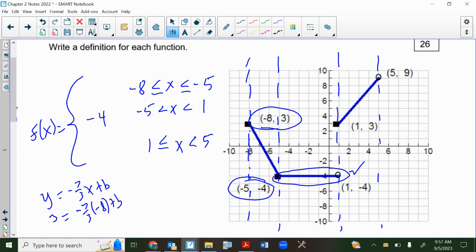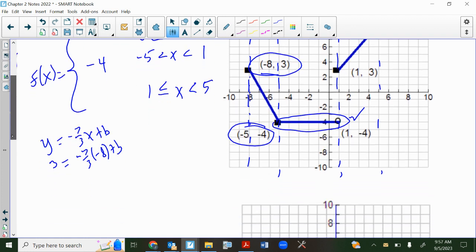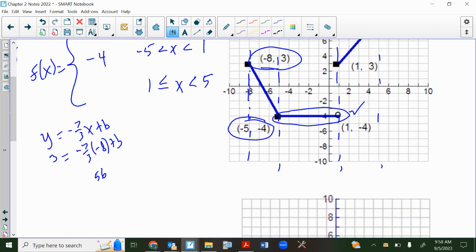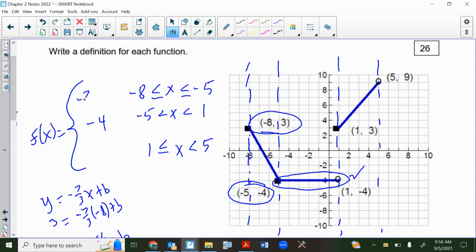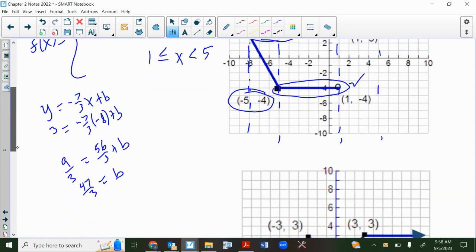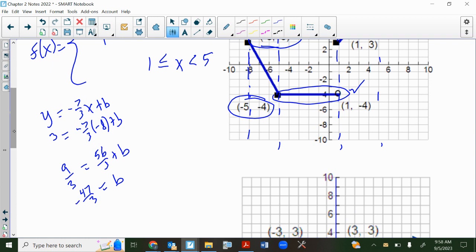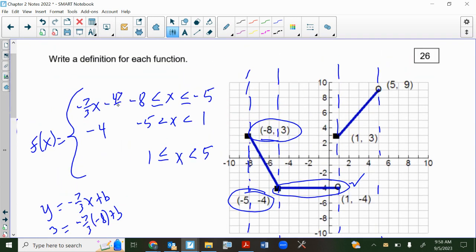I will say these numbers aren't the greatest, but that's okay. It happens. Fractions are okay. So that's 56 thirds plus b equals 9 thirds. And I'm just going ahead and getting the common denominator right away because I know I'm going to subtract. So I get that this b is whatever 9 minus 56 is. So what, 47 thirds? Yeah. So that means this top equation is -7 thirds x, that's negative, minus 47 thirds. Really ugly number, but it works.